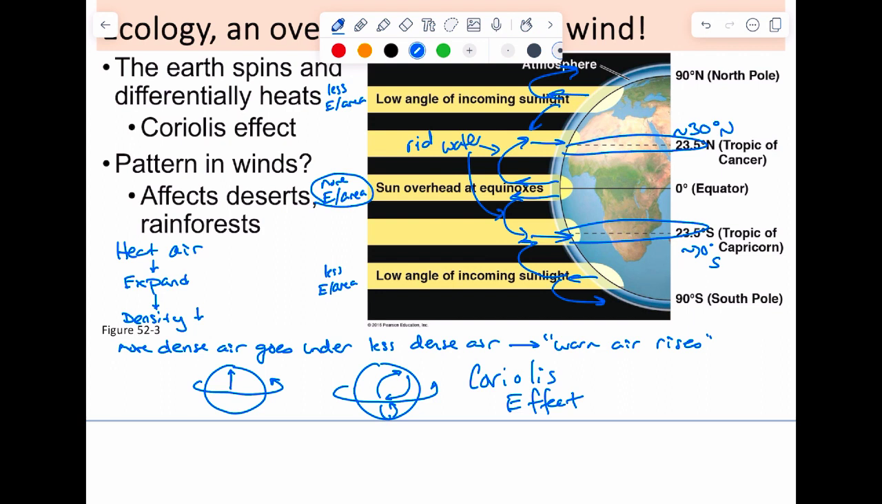This comes with a fun little pattern. As the air goes up, we don't have as much air in that spot. So we would call this an area of low pressure. And areas where we see the air dumping back down, we call it high pressure.